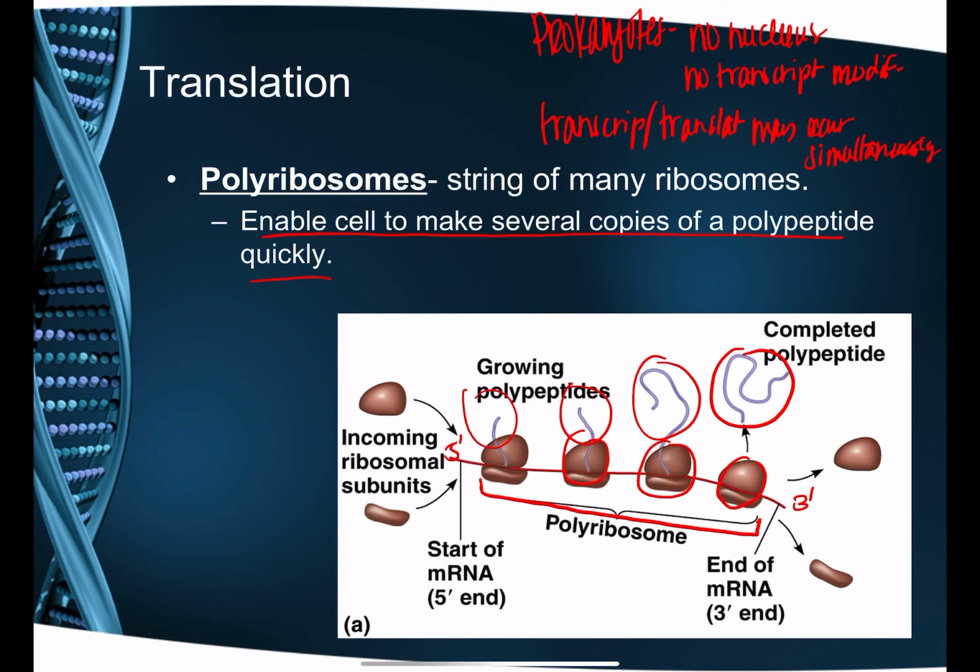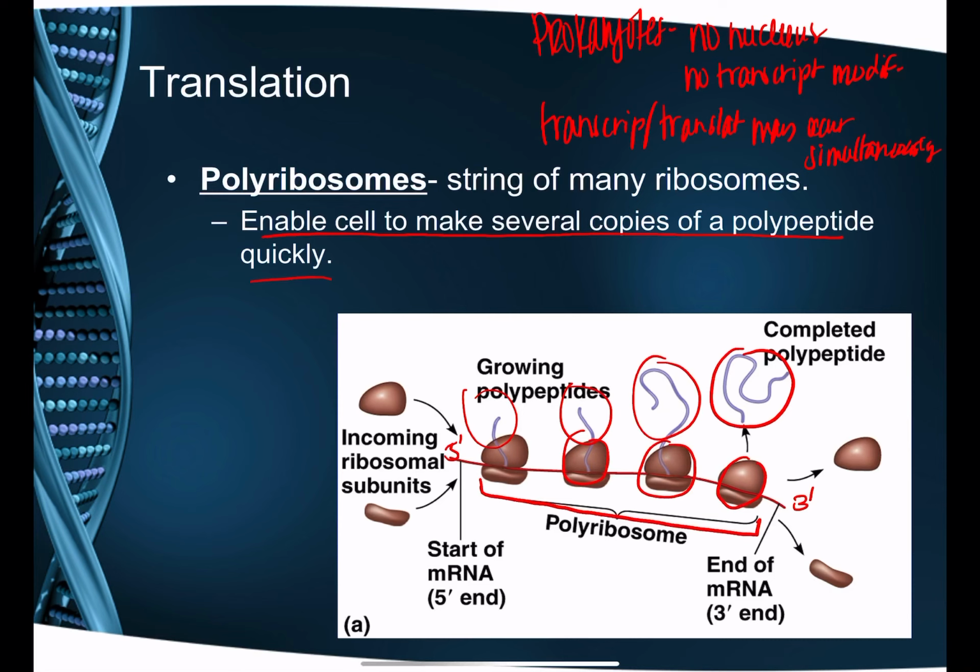Okay, that's kind of messy. They may occur simultaneously. So basically, because we don't have two separate locations, you can't do this in a eukaryote, because one process happens in the nucleus and the other process happens at the ribosome. But you can do that in a prokaryote because there's no nucleus. It all happens in the cytoplasm.